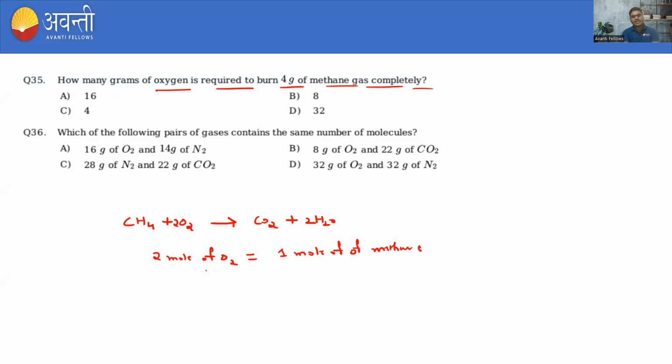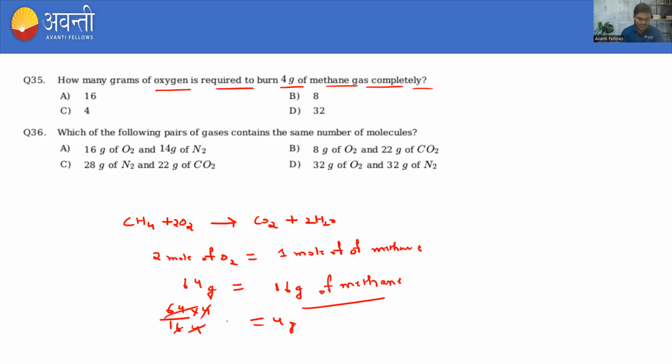Right. In grams also we can convert, that is 2 into 32, that is 64 gram. So to burn 64 gram of O2 we have methane, for example 12 plus 4, that is 16 gram of methane. So 16 gram of methane requires 64 gram of O2, right? So 4 gram required is equal to 64, 16 into 4.